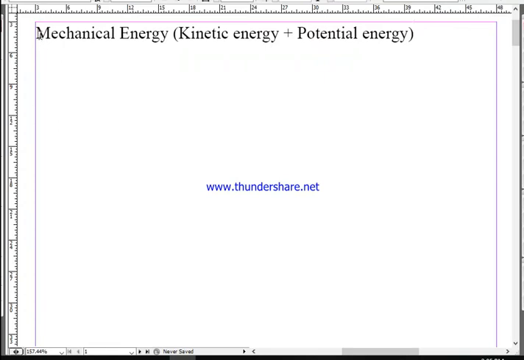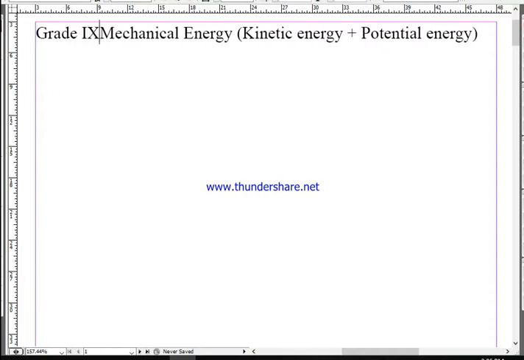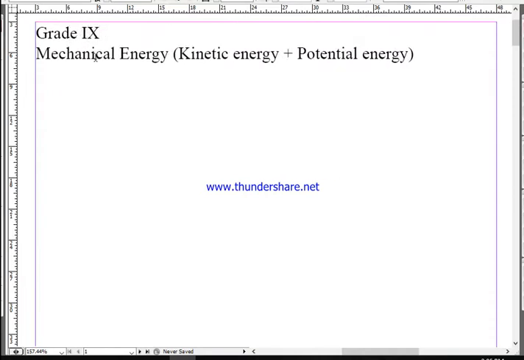Dear students of grade 9, we have been studying about energy, work, energy and power. And in our last class we discussed types of energy on the basis of simple mechanics. Based on simple mechanics, all types of energy are divided either as kinetic energy or potential energy.